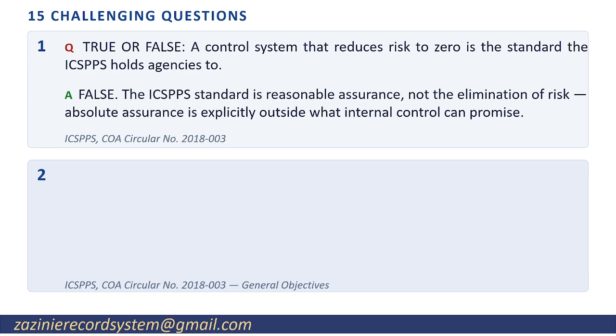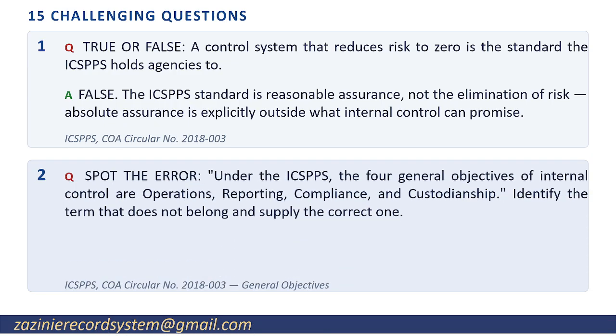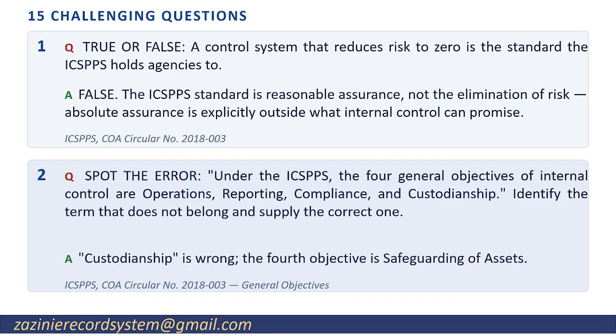Number 2. Spot the error. Under the ICSPPs, the 4 general objectives of internal control are operations, reporting, compliance, and custodianship. Identify the term that does not belong and supply the correct one. Custodianship is wrong. The 4th objective is safeguarding of assets.